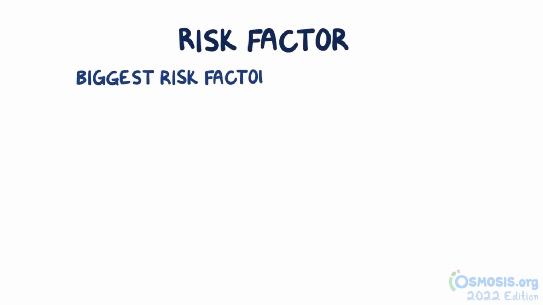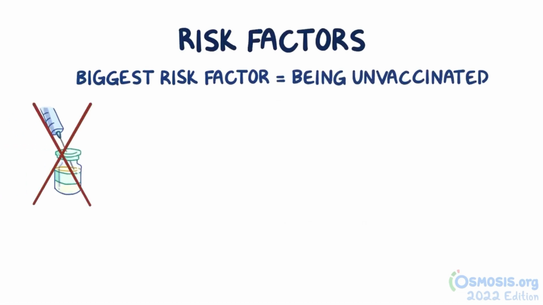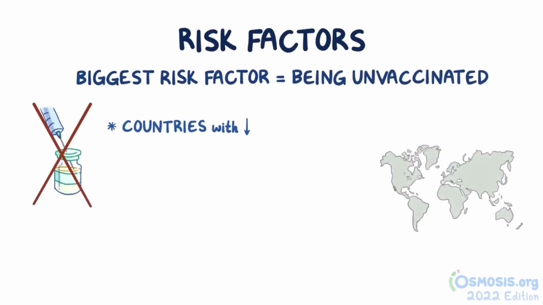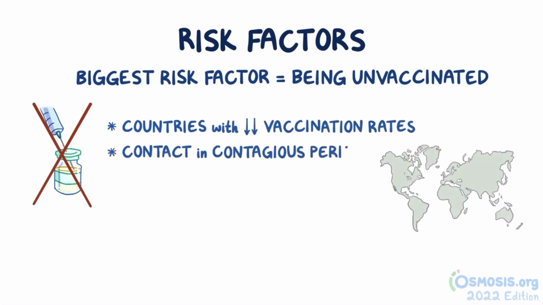The biggest risk factor for rubella is being unvaccinated, which is more common in countries with lower vaccination rates, and coming into contact with someone who is in the contagious period of their rubella infection, which starts about 3 days after being exposed to the virus and lasts around 3 to 4 weeks.